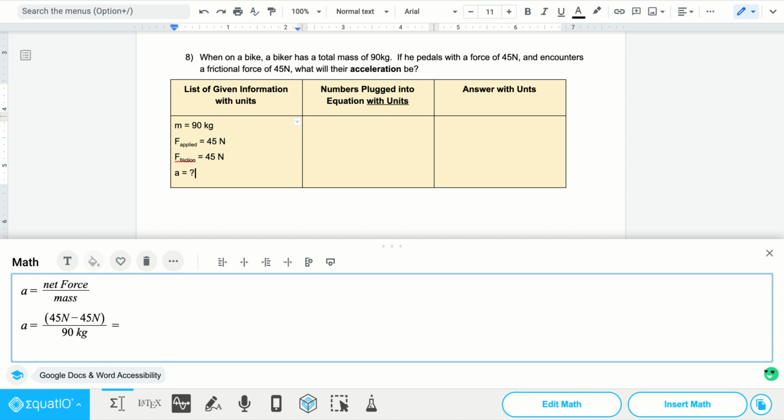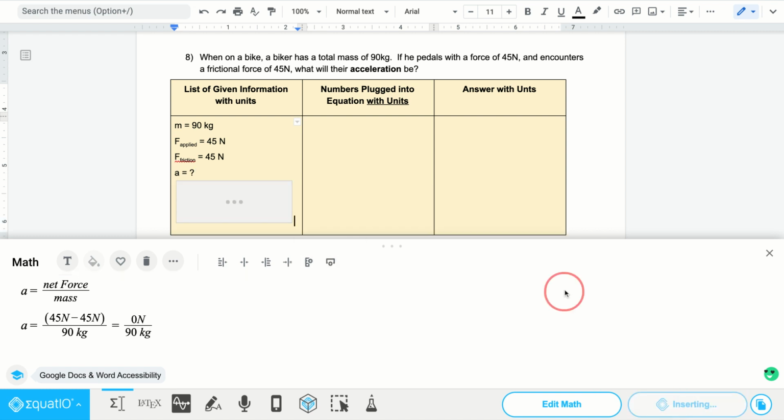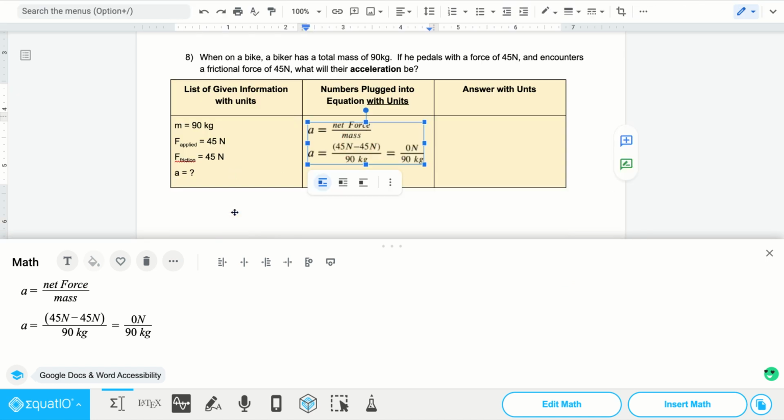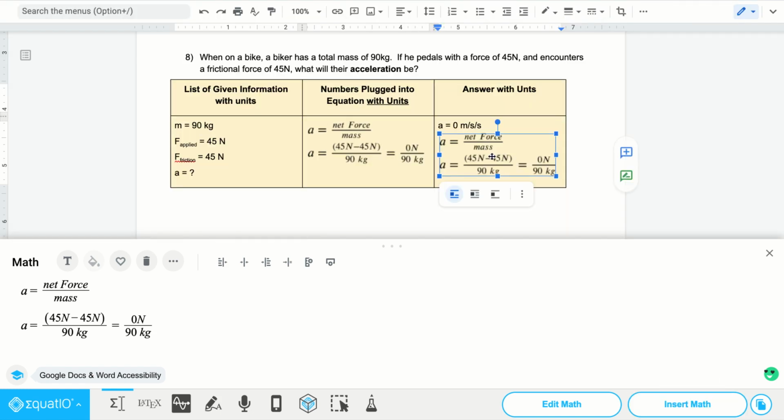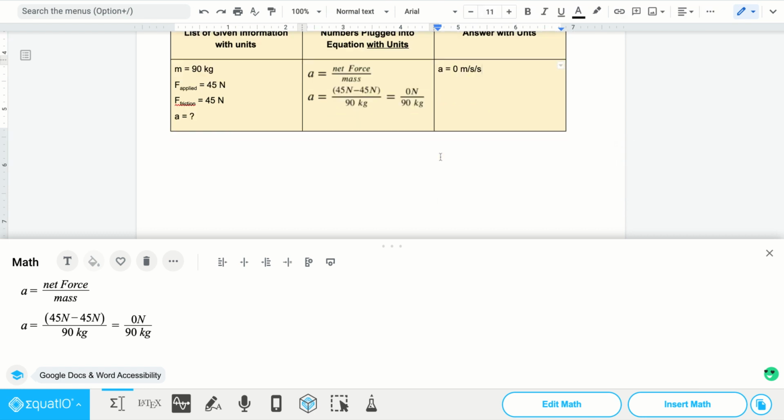That net force is 0. 0 divided by anything is 0. So this biker is not accelerating. The biker is going at a constant speed, and their acceleration is equal to 0 meters per second squared. That's it. All right. And that's the last question.